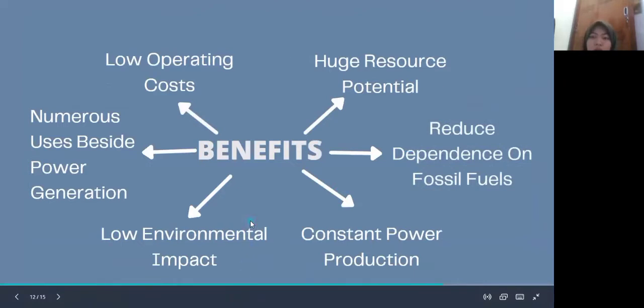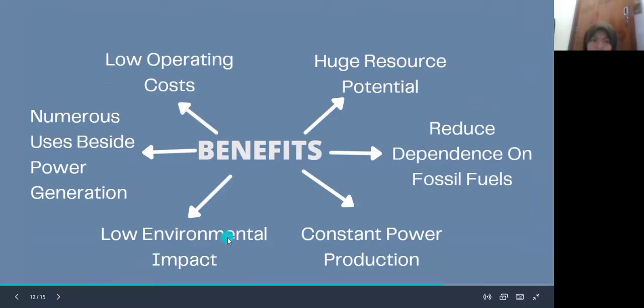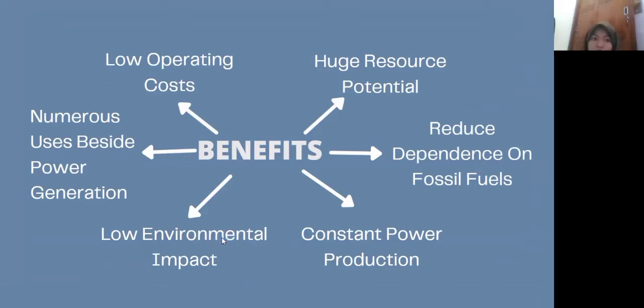So there are a lot of benefits from this energy conversion. The first one is low operating costs. And the second one is huge resource potential. Ocean thermal energy conversion is one of the conventionally available renewable energy resources. The maximum estimated potential is 880,000 terawatt-hours per year. And it also reduces the dependence on fossil fuels.